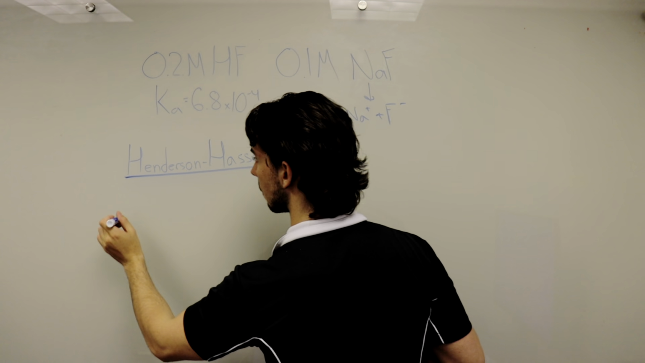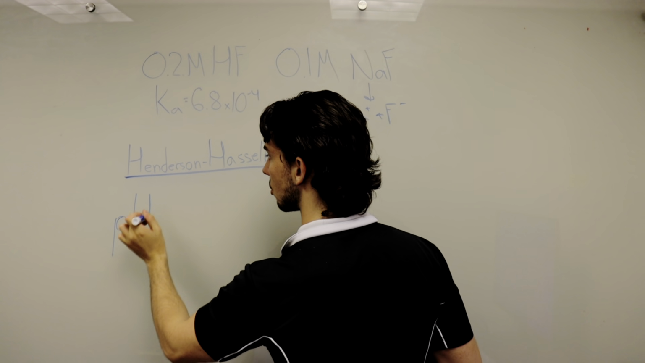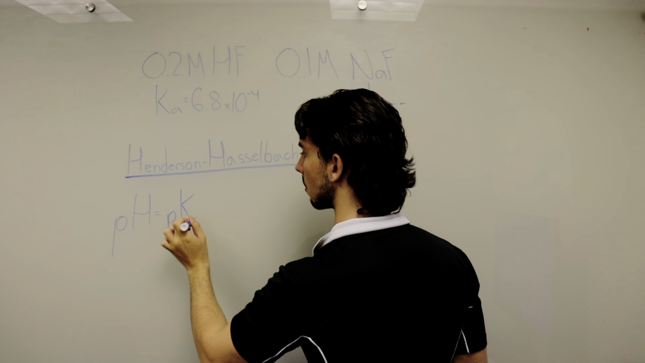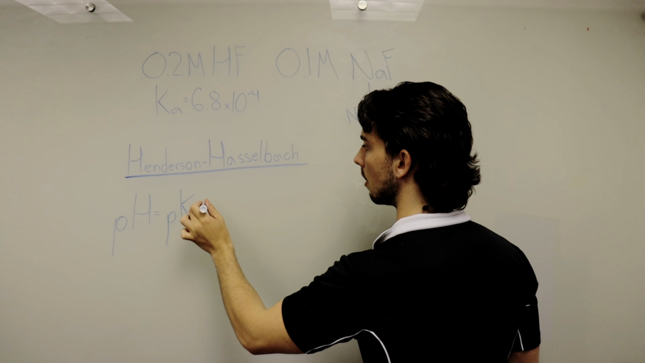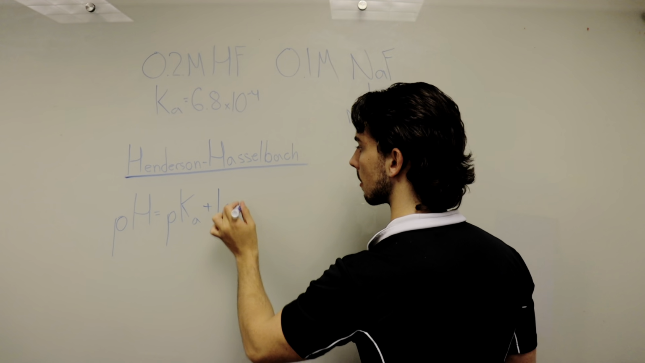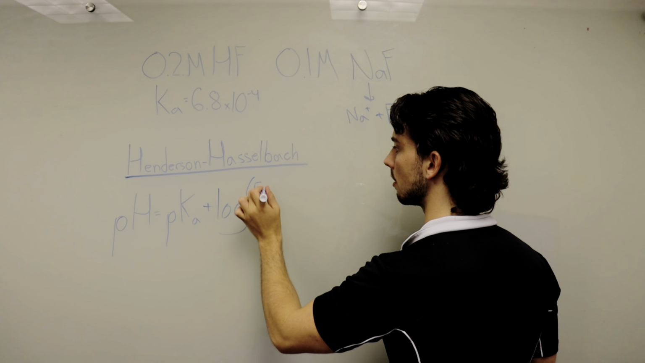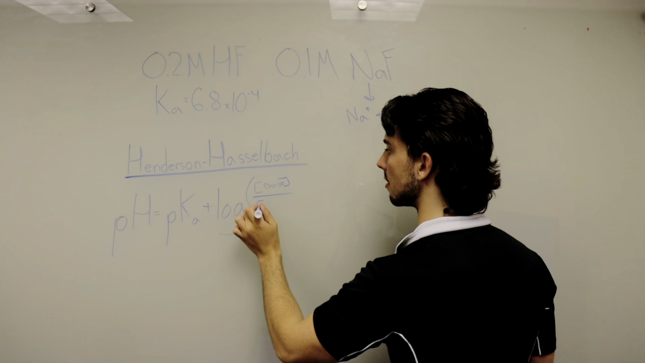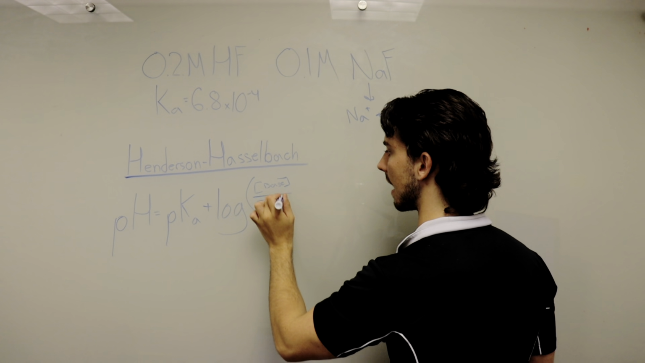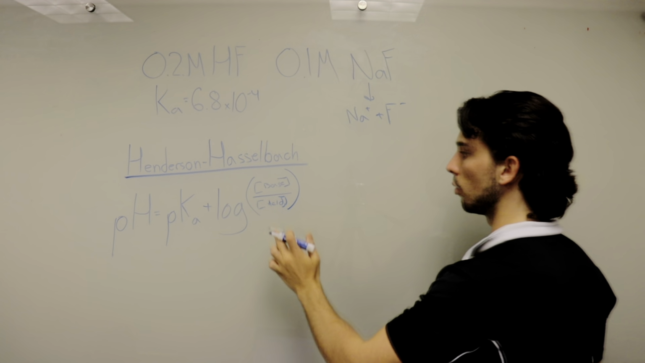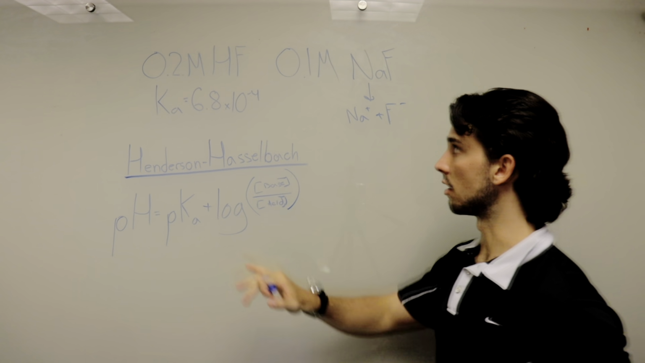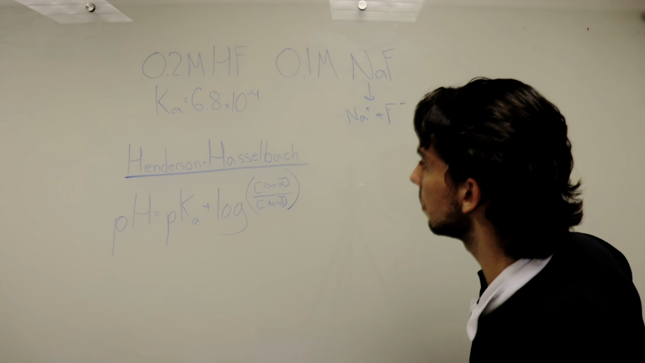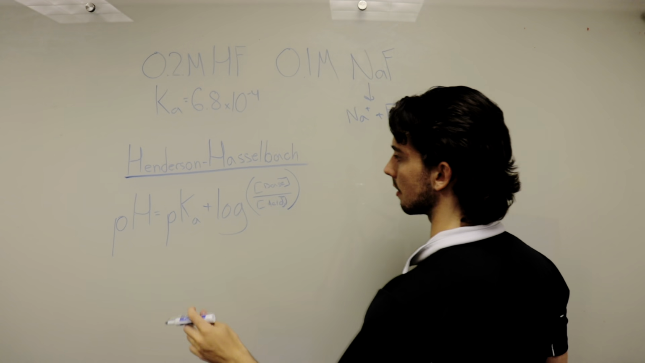So this equation states that the pH of a solution is going to be equal to the pKa, or acid dissociation constant, plus the log of our concentration of the base over the concentration of the acid. So we can use this formula to find out the pH if we're given an acid and its conjugate base. So we have everything that we need. So let's start plugging things in.